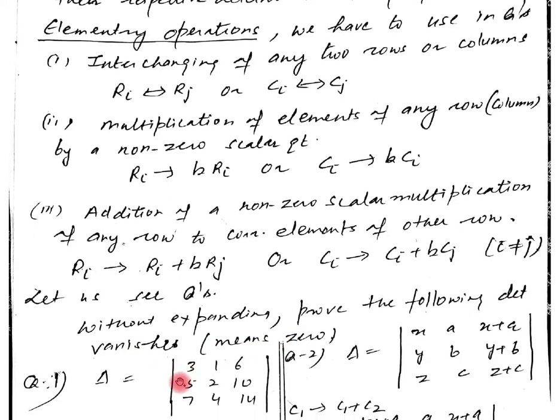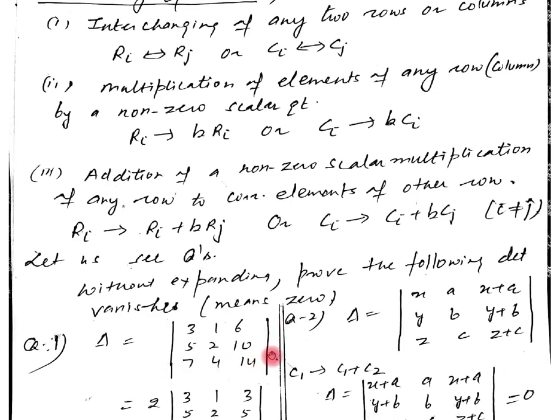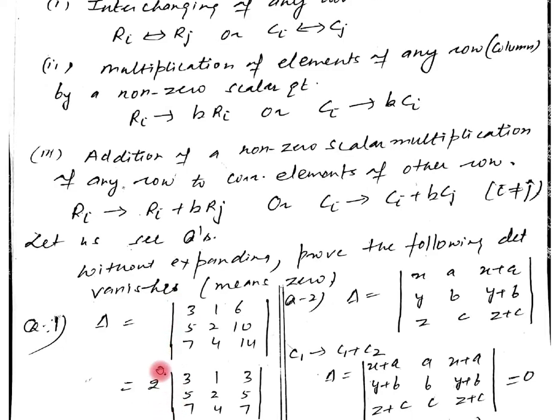Let us see the questions one by one. The question is here, this delta is given, a determinant of order 3. We have to prove the value of this determinant is 0 without expanding. Now how to do it here? In this question, the first column is 3, 5, 7, the second column is 1, 2, 4, the third column is 6, 10, 4. Now from this third column, we can take 2 common. Every element is a multiple of 2. We can take 2 common from the third column.